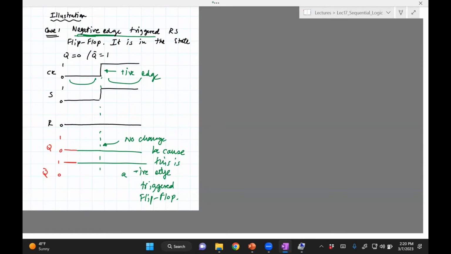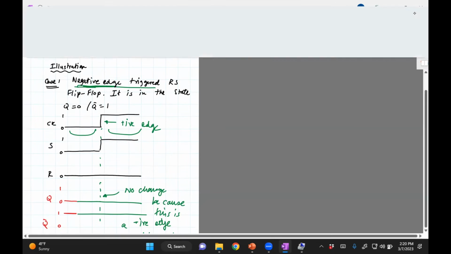Now, what I'll do is we'll take this and move on to other examples of flip-flops. One of the flip-flops is called a latch.